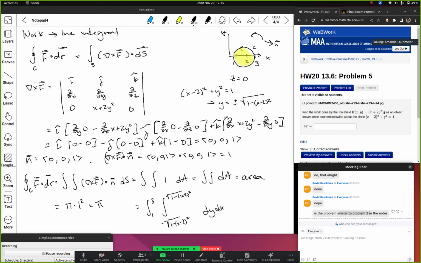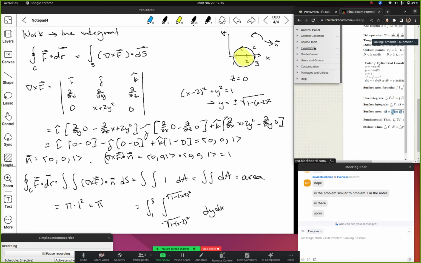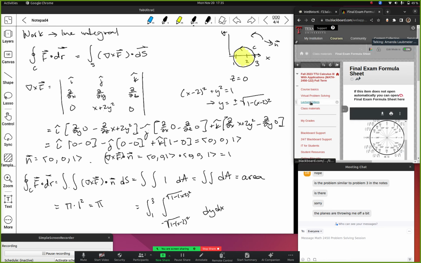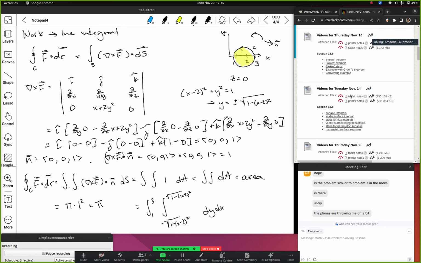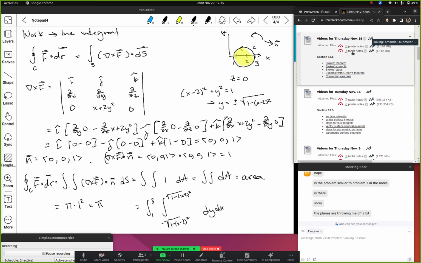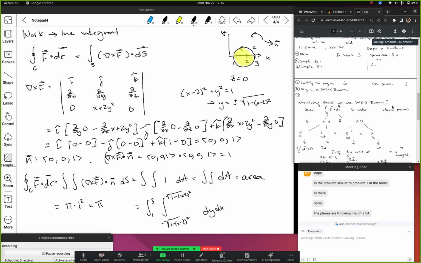Is the problem similar to problem 3 in the notes? This one that we're looking at? Oh, is there a problem similar to problem 3 in our notes? Triangle. Let me go check those. Yeah, so I'm going to check real quick the notes to answer your question, and then we should at least talk about the orientation real quick.